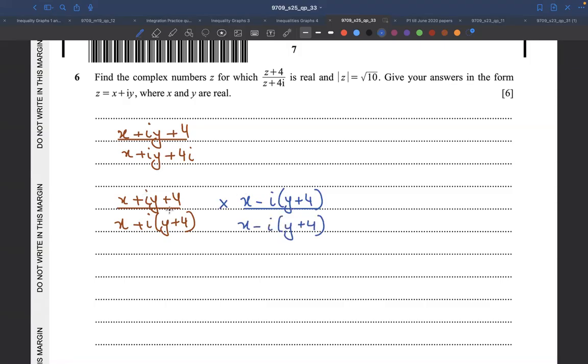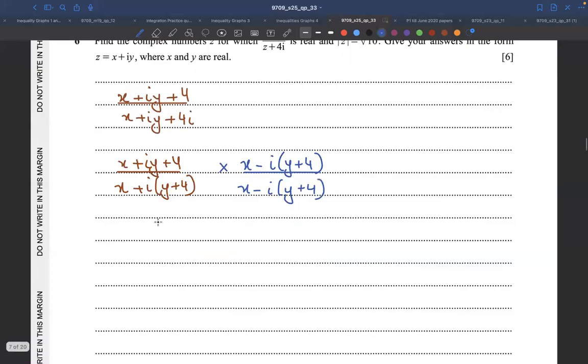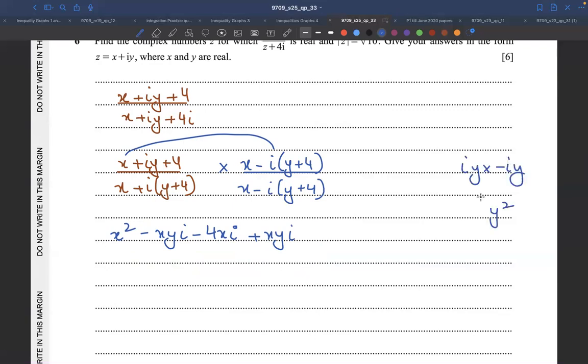Now expanding the numerator, we'll get x into x will be x squared, x into iota y will be minus xy iota, and then x into 4 iota will be minus 4x iota. Then iota y into x will become plus xy iota, then iota y into minus iota y. So iota y times y minus iota y. This is y squared. Iota is i squared and minus iota squared is minus, so we'll get a plus y squared over here.